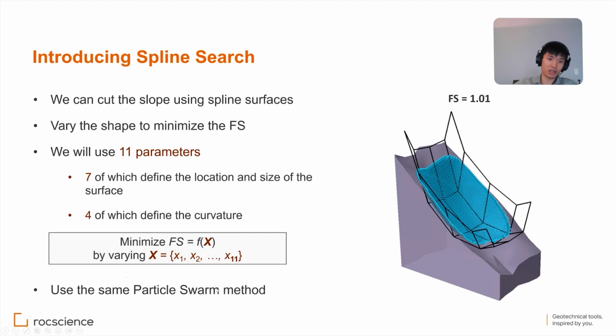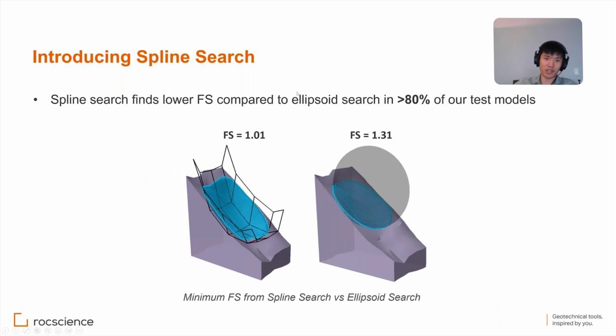And we're using the same particle swarm method here. We're just changing the parameters that are altered during the search. And you can see here on the right, there's an example of a spline surface which was generated using this search. And for this particular model, we found that it actually made a really big difference compared to the ellipsoid search. While we were testing this new method, we found that for over 80% of our test models, the spline search did find a lower factor of safety compared to the ellipsoid search.